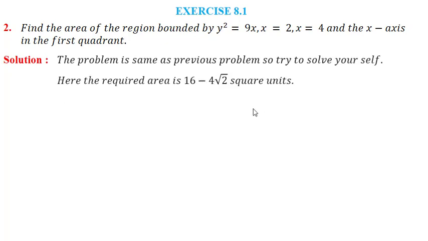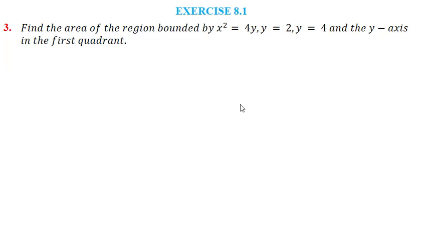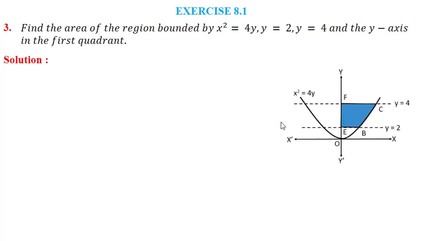You will get here area is 16 minus 4 root 2 square unit. Now let us see the third question. Now here the curve is x square is equals to 4y and we have to calculate area between y is equals to 2 and 4 and y axis. So your diagram will be something like this.